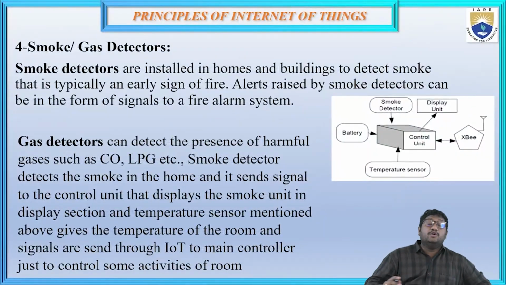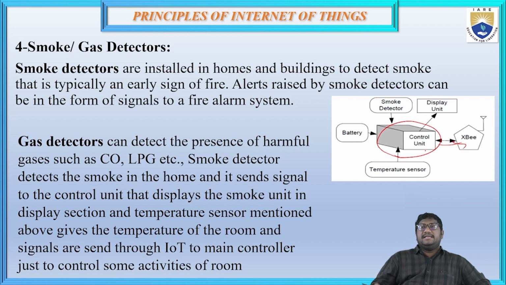And coming to the fourth one, which is smoke or gas detection in your smart home. How are gas detectors or smoke detectors placed? There will be a control unit established in your home, and this is connected to the network service, which is XBee, a network. And for this control unit, there will be a battery, a smoke detector, a temperature detector, and a display unit.